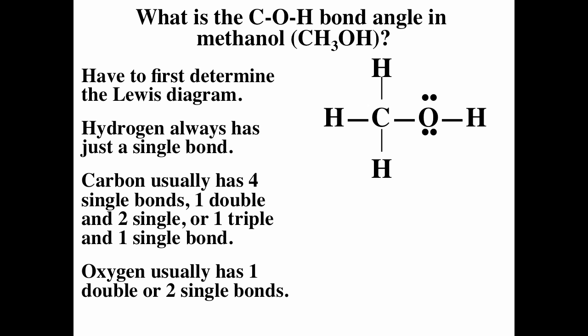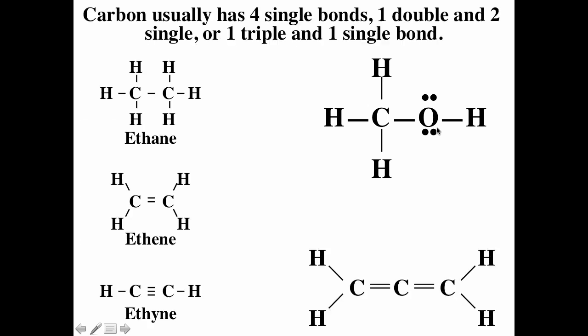Now the first step in determining the angle is drawing the Lewis diagram. We talked about formal charge, and we saw that hydrogen always has just a single bond. Oxygen likes 2 singles and 2 lone pairs. And in carbon, remember, it likes 4 singles, or 2 singles and a double, or a triple and a single, or 2 doubles. And so remembering the structures that have formal charge of 0 makes doing Lewis diagrams much easier.